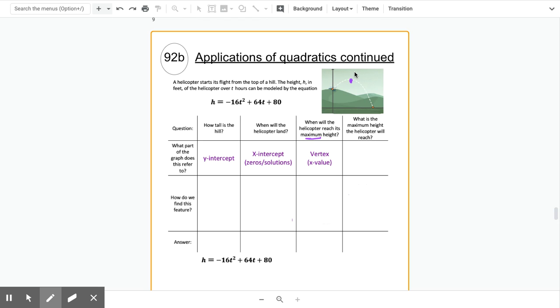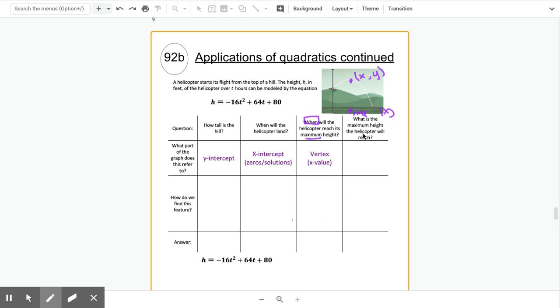Well, if you guys remember, the vertex is composed of two parts, an x and a y, right? Every coordinate pair has both an x and a y. And only one of those numbers can be when it reaches its maximum height. So which of these two is the when? Well, it's the x. Why? Because time is always independent. And so when they're asking for a when, they're going to be asking for an x value, okay? Because that's our independent variable.